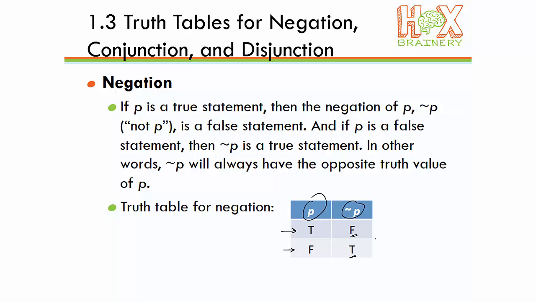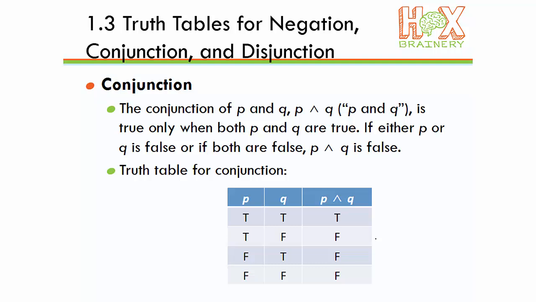So if I say this is calculus 1, which it's not, that would be a false statement, and then if I negate that statement and I say this is not calc 1, that becomes a true statement. So the negation is just going to change the truth value. Then we have our conjunction.